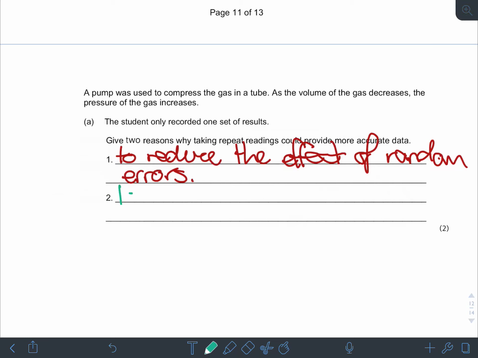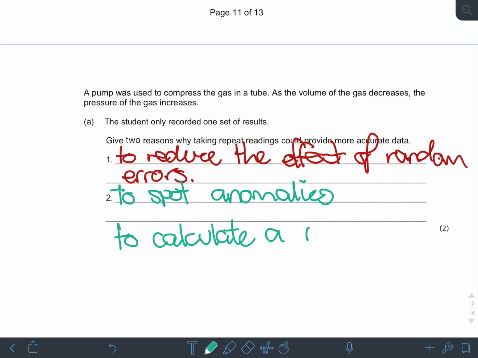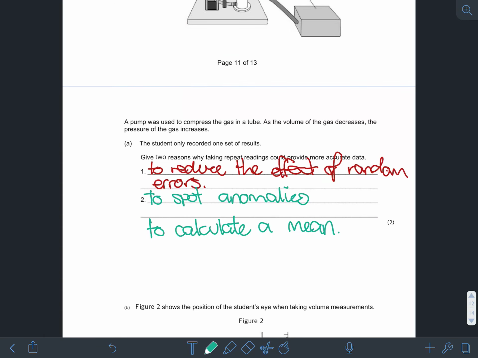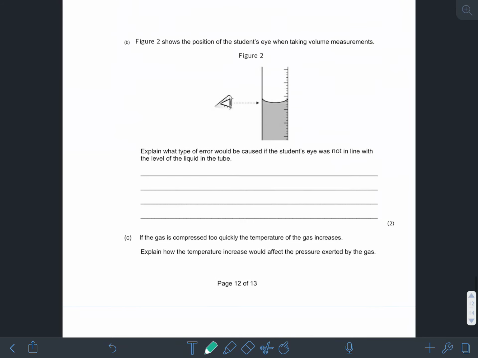Why else? To spot anomalies. The final one you can have: to calculate a mean. Either of those is fine. Please don't forget the top one, because that's the most correct.